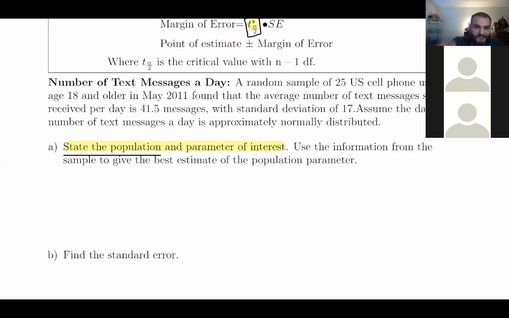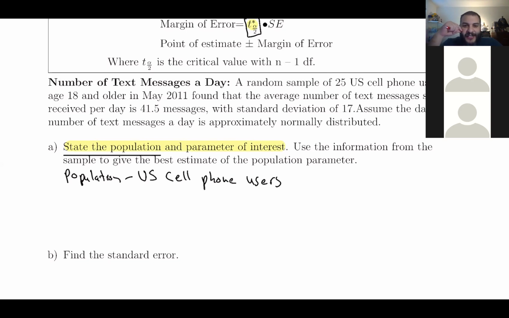So for this one, pretty much our population will be US cell phone users. So you were close, but you just had to take away the 25. Because remember, the 25 are just our sample, but the population is everybody who's involved in that group.